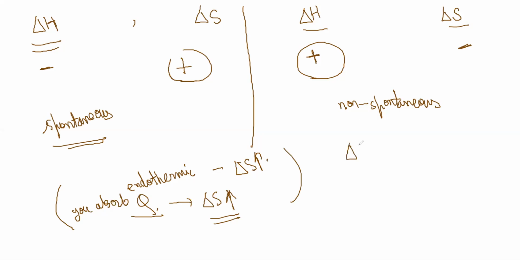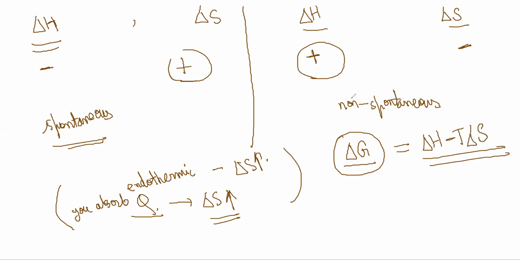Gibbs figured out that there is something called Gibbs free energy. He made a new variable, Gibbs free energy, delta G, which is equal to delta H minus T delta S. Delta G is defined as delta H minus T delta S. T is the temperature. And this quantity was able to predict whether a reaction will happen spontaneously or not.